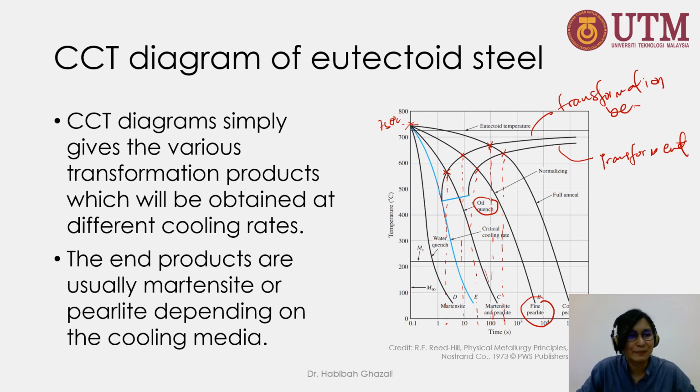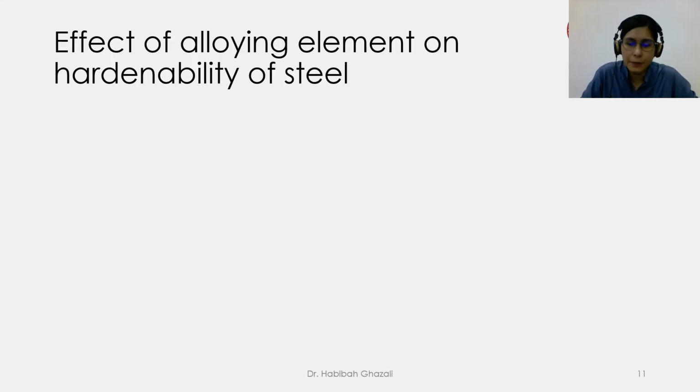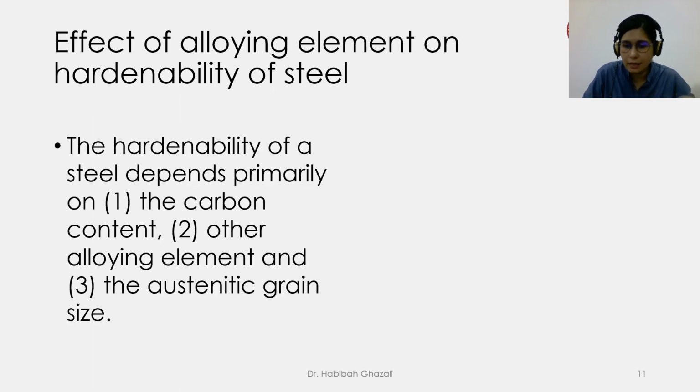So for hardenability, there are several factors that can affect the hardenability of steel, and these are the carbon content. If you have a higher carbon content inside the steel, the material will normally have higher hardenability. So it's easier to form martensite when the steel has a higher weight percentage of carbon. So you would expect that hyper-eutectoid steel has a higher hardenability compared to hypo-eutectoid steel.